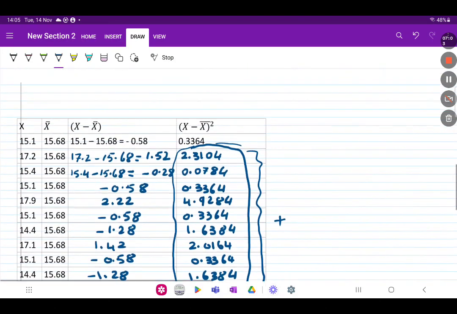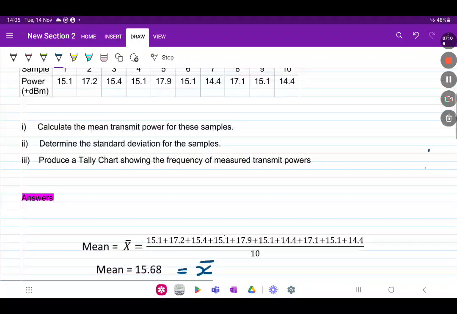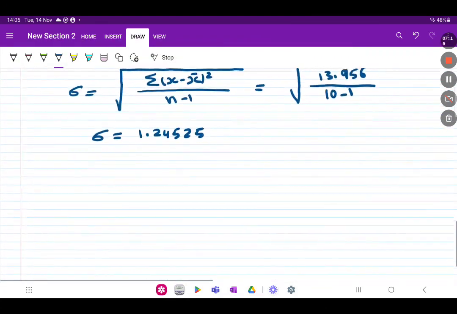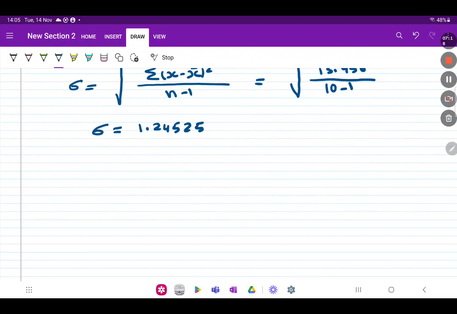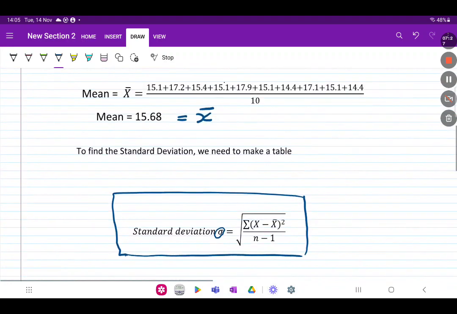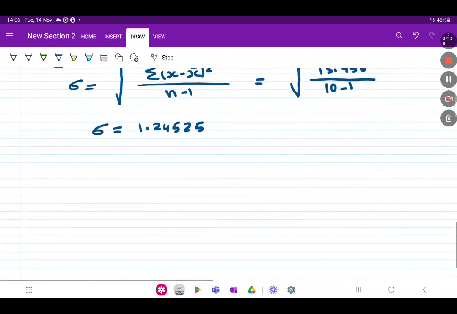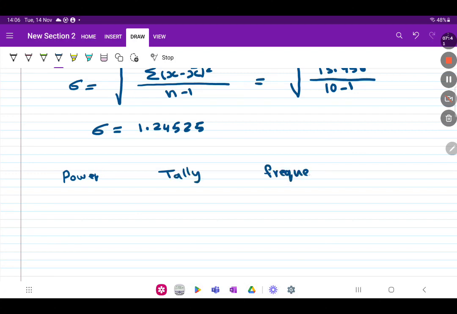And the last part of the question asks us to produce a tally chart showing the frequency of measured transmit powers. So how are we going to answer this question? We make a table, so let's write down the values that we have. Okay, so what was the value that we had? The power, tally, frequency.